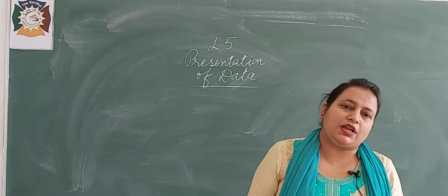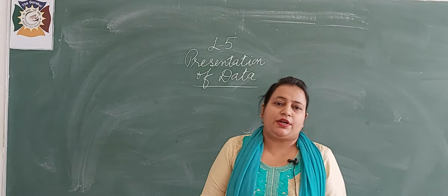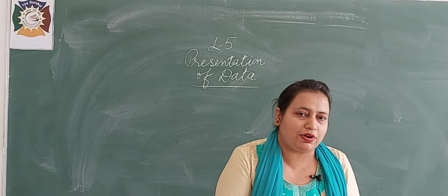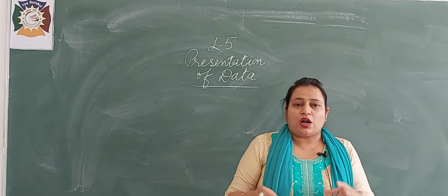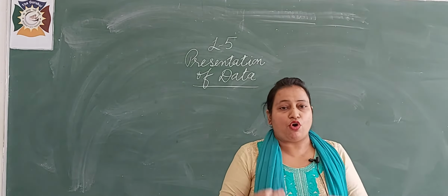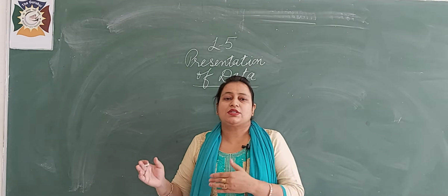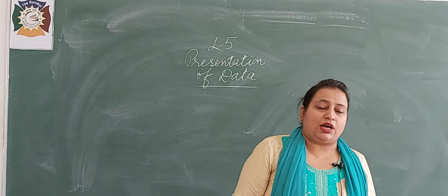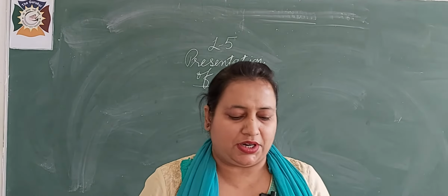We have completed our 4 chapters. Collection of data we completed by census method, by sample method, primary data, secondary data. After that we completed organization of data. After organizing that data in a form, which form? In series. How will you show this data in a presenting way? How can you present this data? So that is the topic, presentation of data.